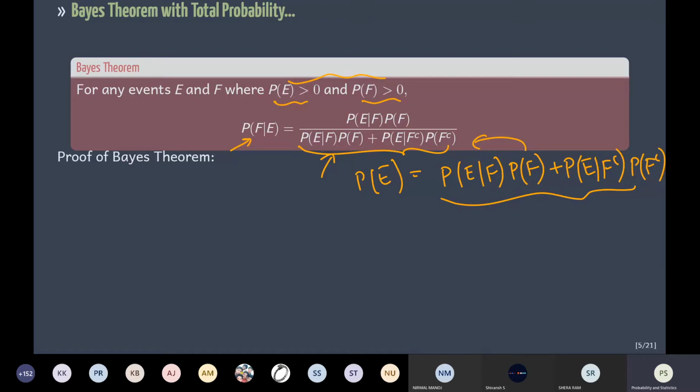So it all depends on what is easier for you to calculate. For example, if it was not easier for you to calculate probability of E, however, these terms were given to you in the problem. Remember, here we never used any probability of E. So if it so happens that probability of E is not really available to you, but other things are easier for you, like even the conditionals are easier to calculate, then you can use this formula.